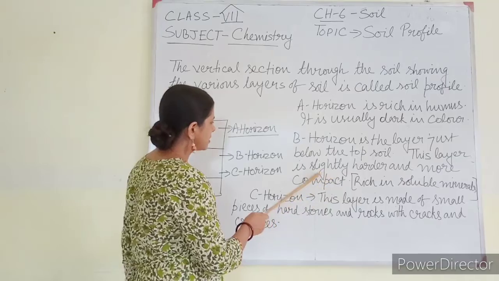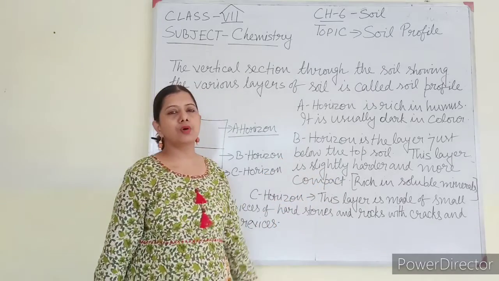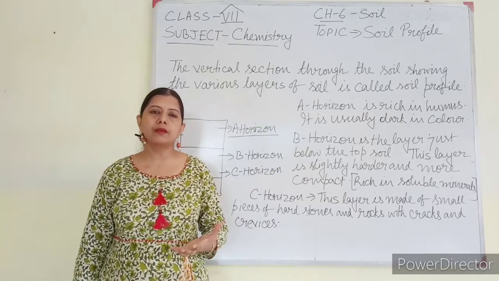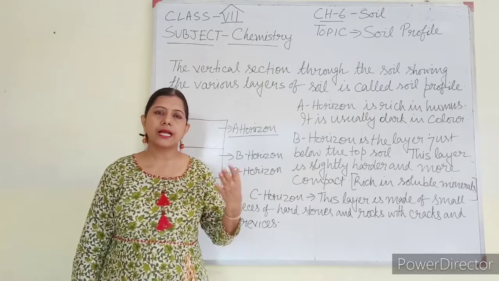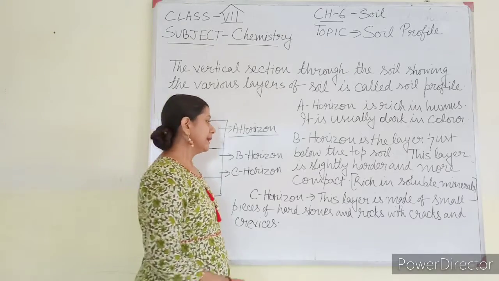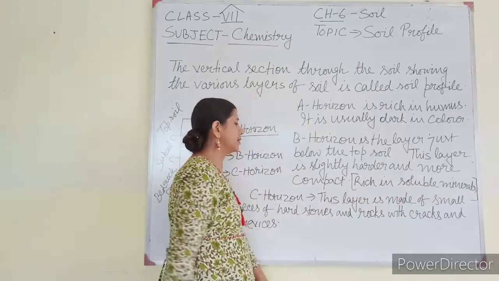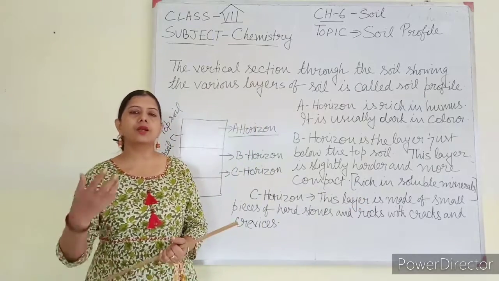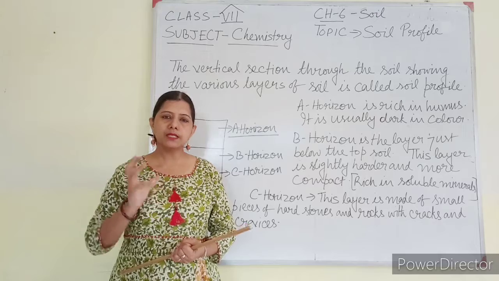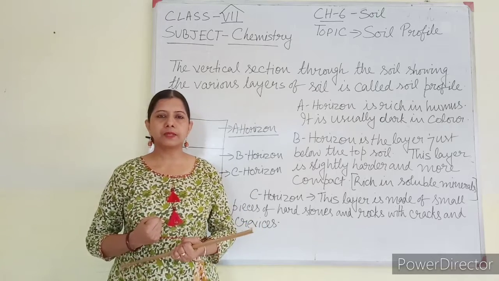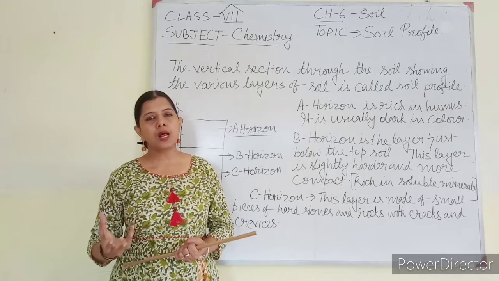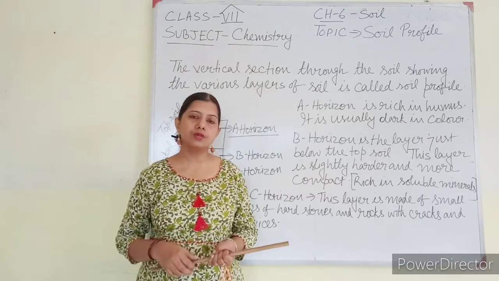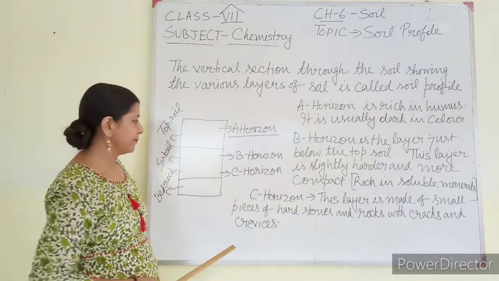And this layer also has less amount of humus. It is not rich in humus. Humus means organic matter, and it is not rich in that much organic matter. It is rich in soluble minerals. In this layer, soluble minerals can be found along with the soil. That means minerals are present in the soil. Generally iron or other kinds of minerals are present in this layer. They are not present in the top layer, that is A horizon.